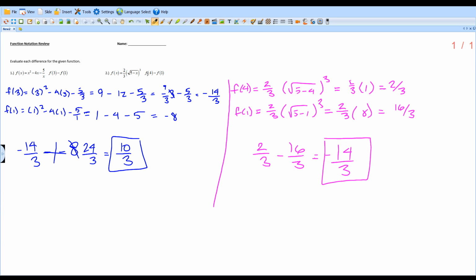So again, with these function notations, you're really just substituting in the x value into any of the x's within the equation. Here there were 3 of them, here there was just 1, but you're substituting into all of them.